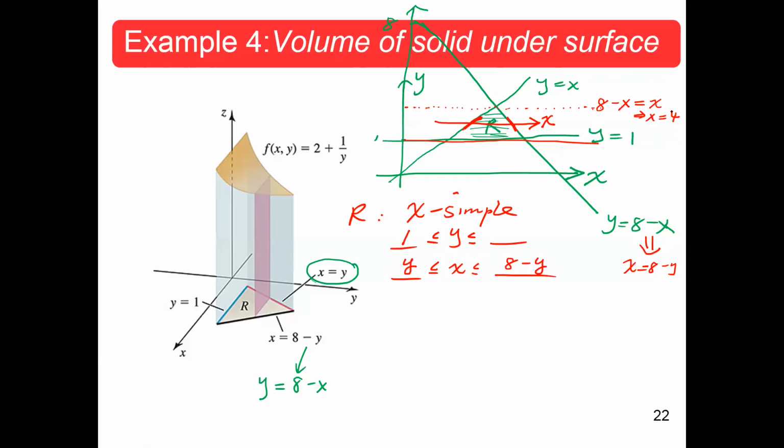But that's not what we're looking for. We're looking for y. Don't forget about it. So what is the y in that case? 4, because y equals x. So y again would be 4 as well. So here would be 4, right? So the upper bound of y would be 4.